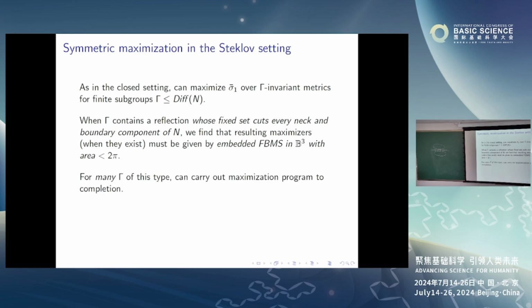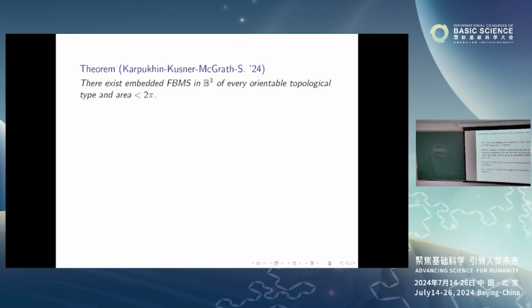Okay, so with these techniques, by this symmetric maximization, which I'll skip over the details, we need to impose a reflection which cuts now all genus and also all boundary components. Then we show that if a sigma 1 bar maximizer exists in the symmetric class, it's given by an embedded free boundary minimal surface with area less than that of the double disk, which turns out to be enough to guarantee embeddedness. All right. And so for many of this type, we can carry out the maximization problem completely. And even just for a single Z2, this allows us to solve the topological realization problem. So there exist embedded free boundary minimal surfaces in the ball of any topological type, orientable, and moreover area less than 2 pi.